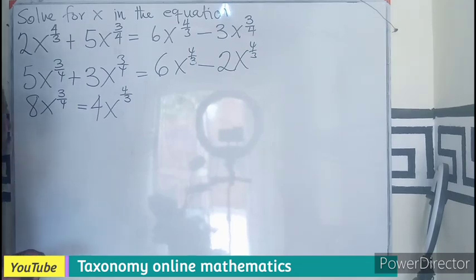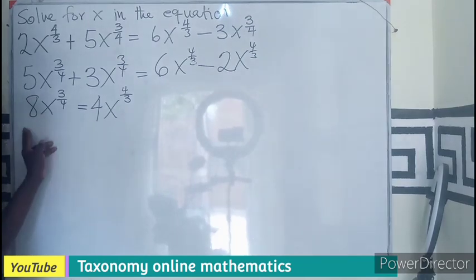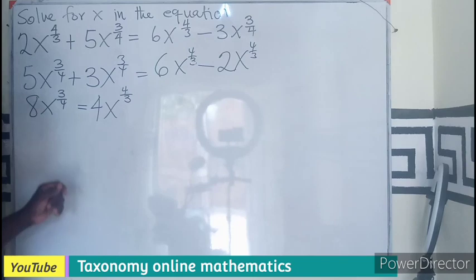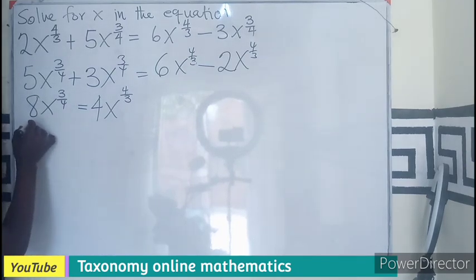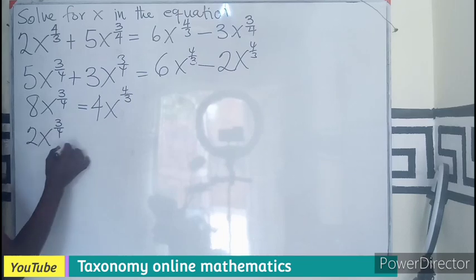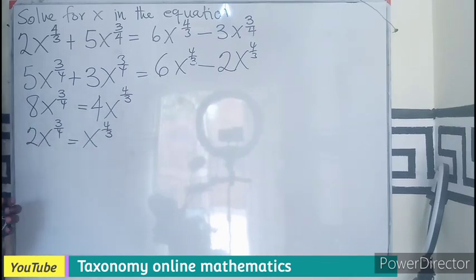So this is where we are. We are seeing a common factor. So we can easily divide both sides by 4, so that the 4 will reduce this value to give us 2x to the power 3 over 4 equals x to the power 4 over 3.